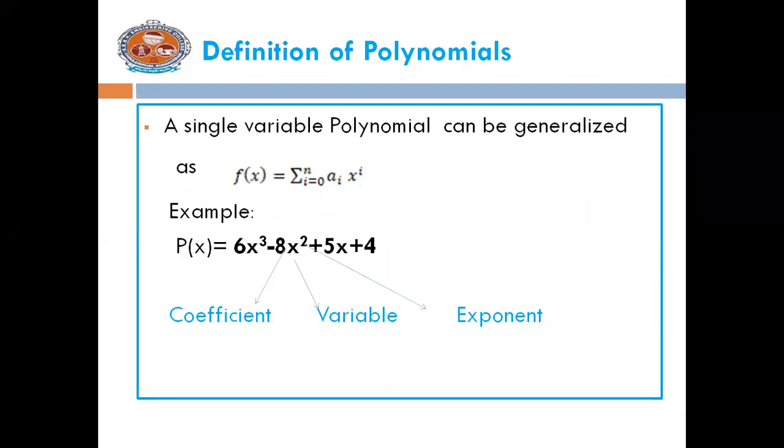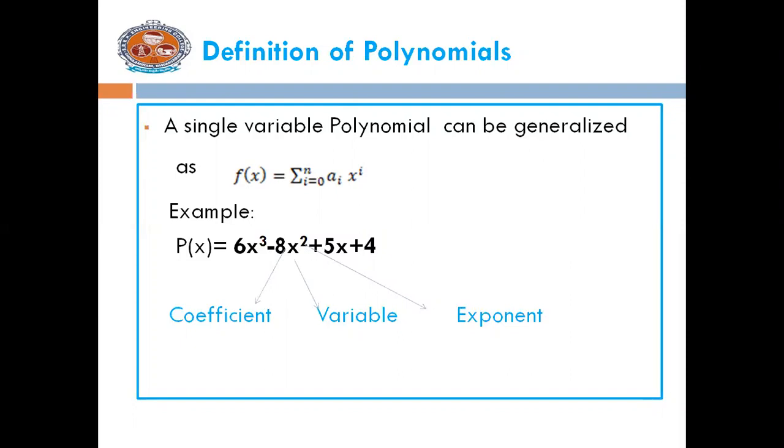And what is a single variable polynomial? A single variable polynomial can be generalized as f of x equal to sigma i equal to 0 to n, a_i times x^i. That means a polynomial is a sum of terms, and each term has a coefficient, variable and exponent. This is an example of a single variable polynomial. Here, in the term minus 8x squared, minus 8 represents the coefficient, x represents the variable and 2 represents the exponent.